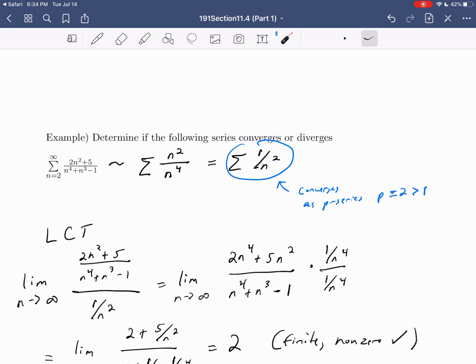We're going to investigate that more as we move forward, but for now, this wraps up section 11.4, which introduces you guys to the concepts of the comparison tests.